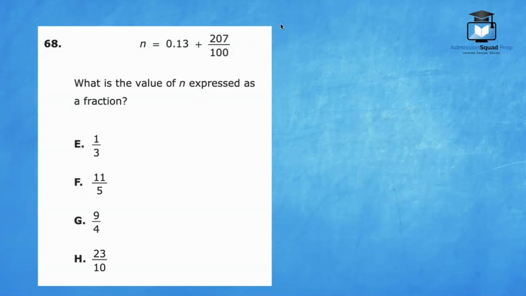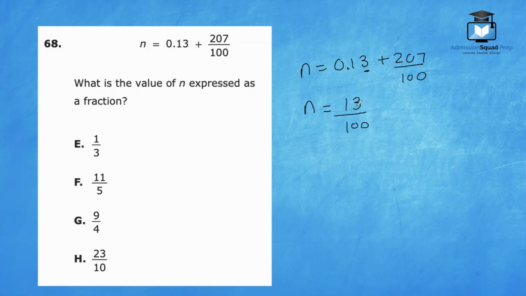Question number 68. What is the value of n expressed as a fraction? Let's solve. n equals 0.13 plus 207 over 100. It's easiest to convert 0.13 into a fraction. Since this decimal represents 13 hundredths, we can convert it to 13 over 100. So now we are adding 13 over 100 plus 207 over 100.